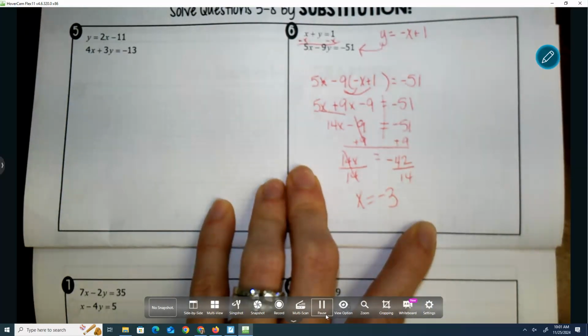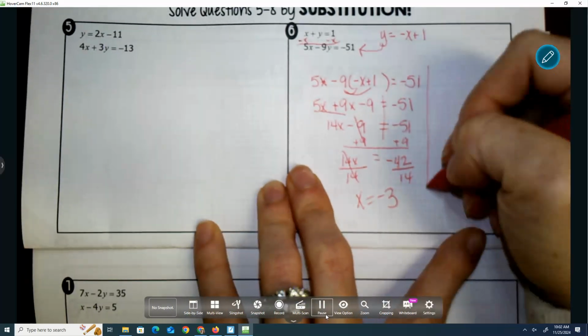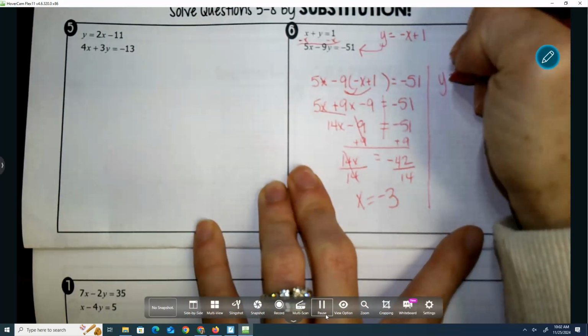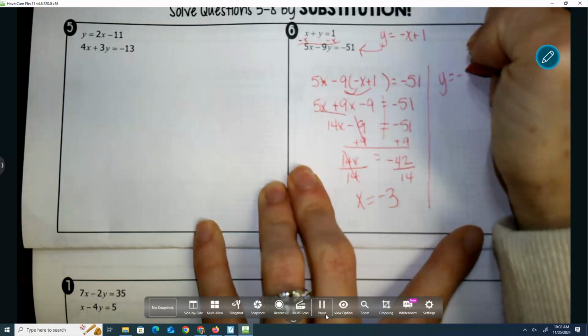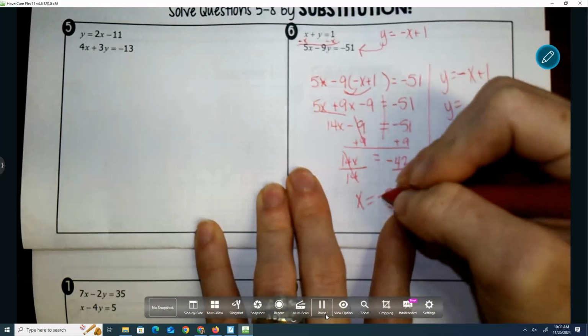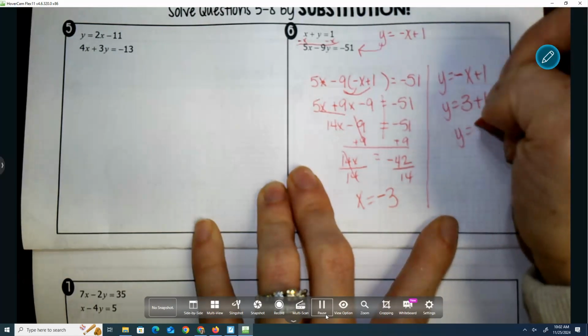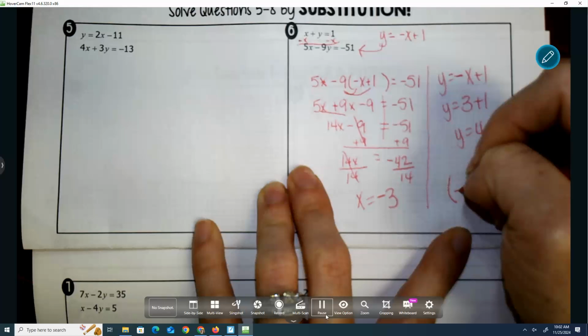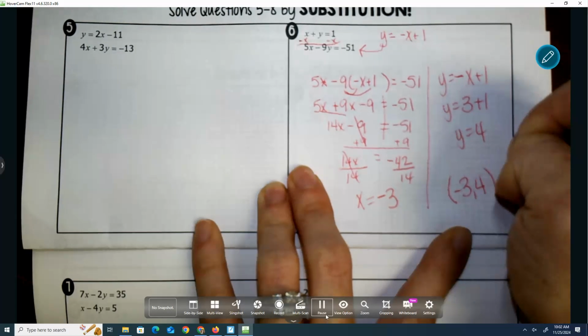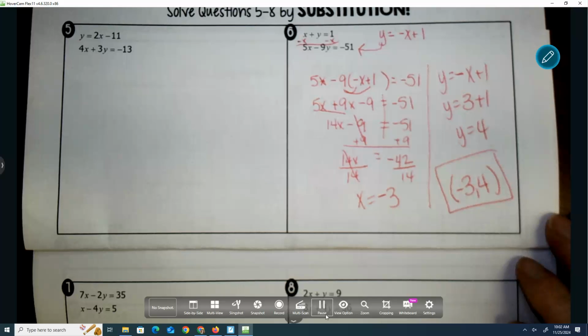We need x and y. So to get y, we go back up to the top. We said y is negative x plus 1. So the opposite of negative 3 would be positive 3, and 3 plus 1 is 4. So my answer is negative 3, 4.